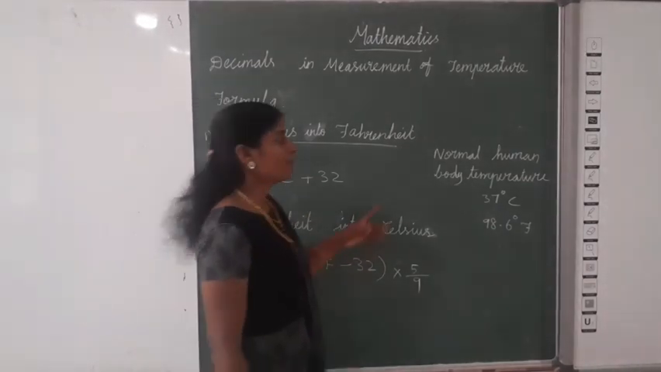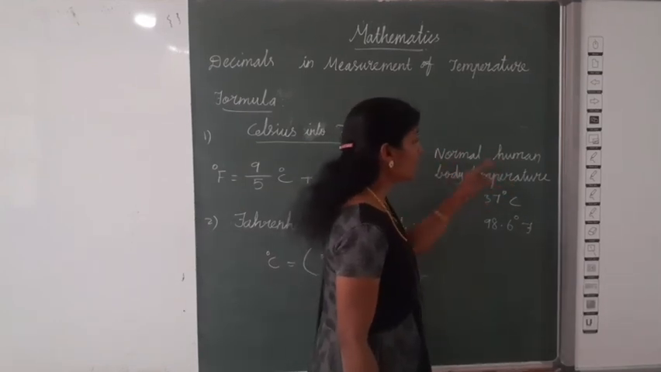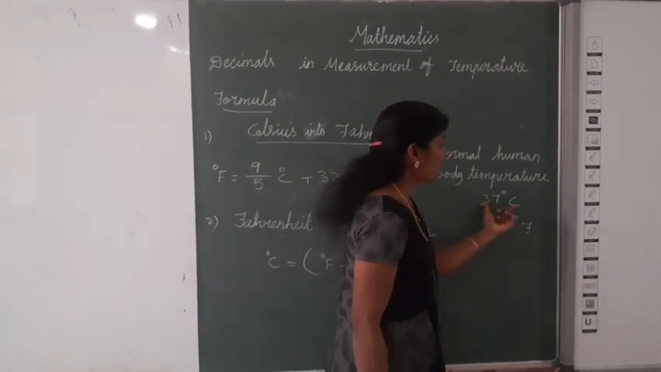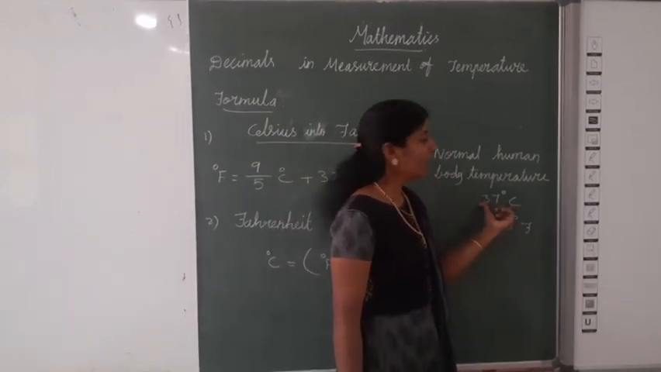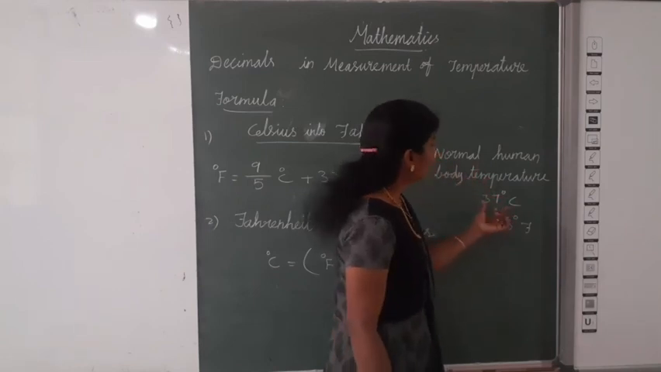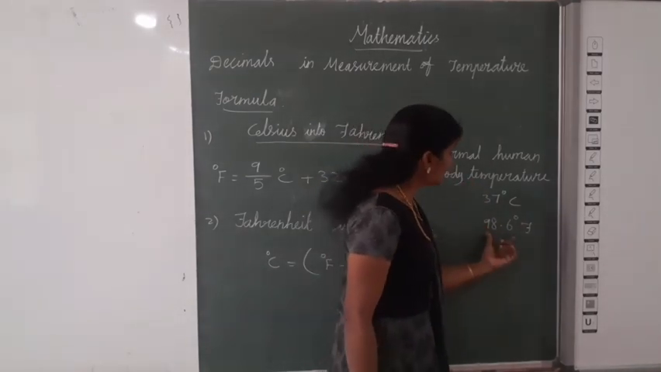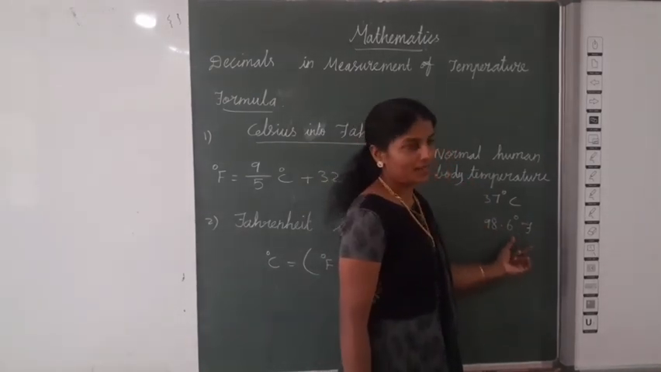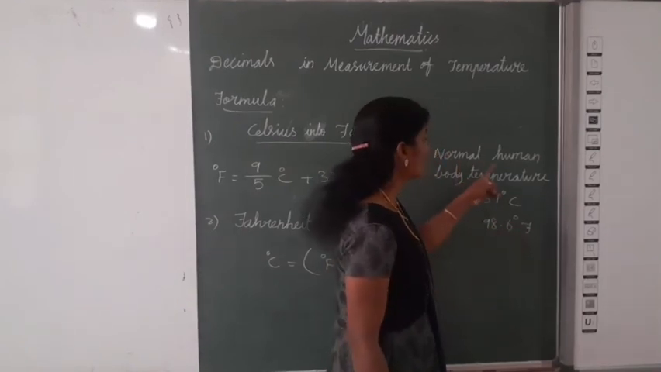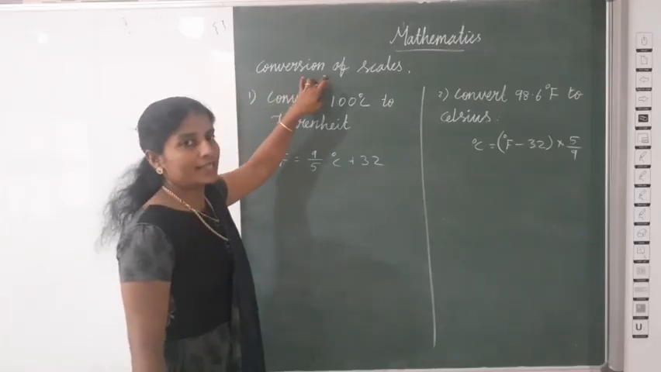Now listen. Normal human body temperature in Celsius is 37 degrees Celsius. In Fahrenheit, it is 98.6 degrees Fahrenheit. This is the normal human body temperature.